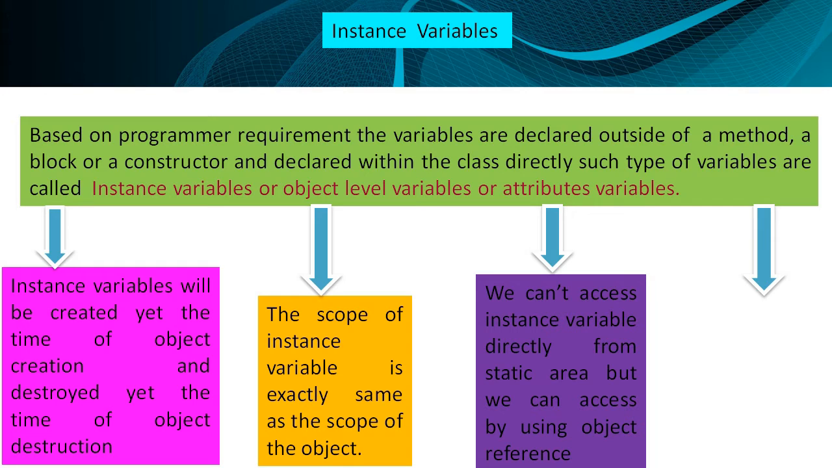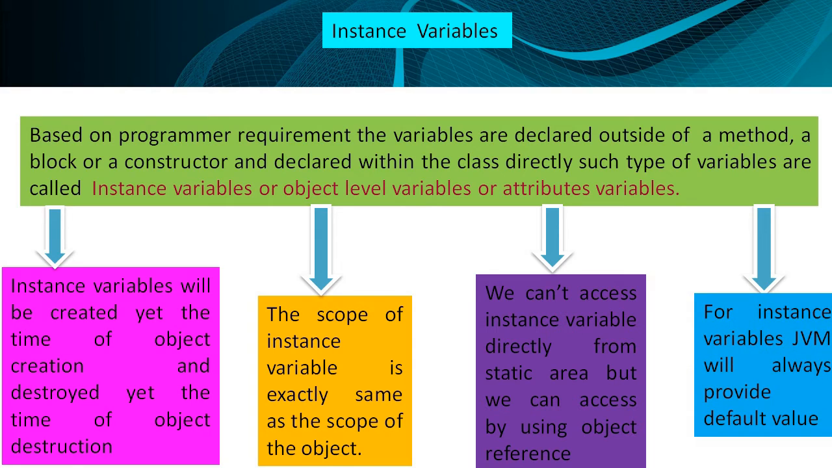How can we access the instance variable? There is an access rule for instance variables. We cannot access the instance variable directly from the static area. We can access the instance variable from the static area by using an object of the class. But we can access the instance variable directly in the instance area.